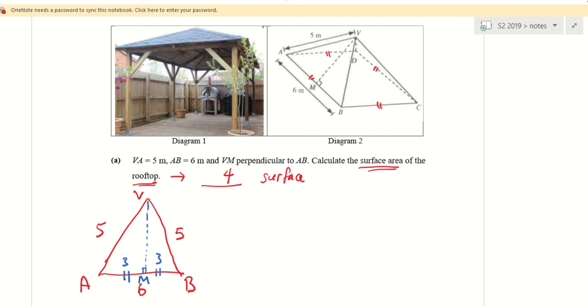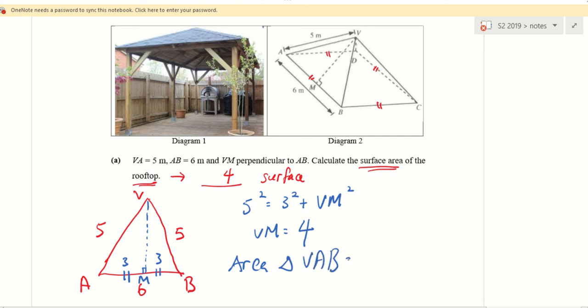Question. How do I find the area of this triangle? Half times base times height. What is the height? Must use Pythagoras theorem to find. So how do I use Pythagoras theorem? I will write down 5 squared equals 3 squared plus VM squared. VM is equal to 4. Right? So now I'm able to calculate the area of the triangle. Half times 6 times 4, 12.